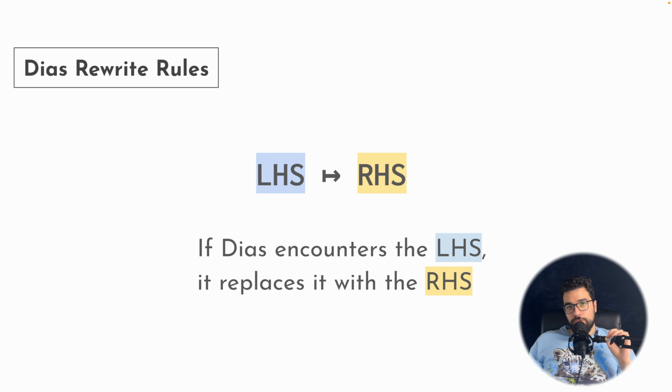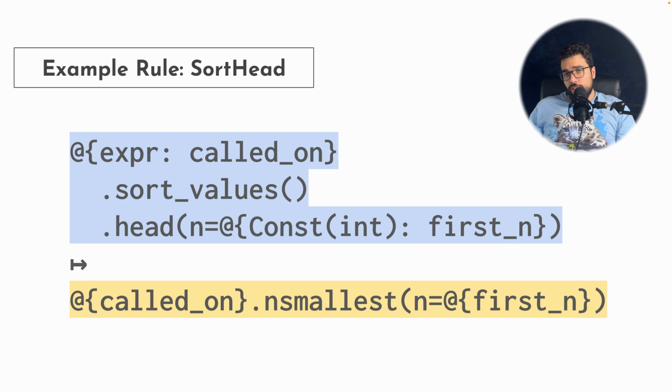Now, the way DAS does that is by implementing a set of rewrite rules. These rewrite rules have the form LHS to RHS. And the meaning here is if DAS encounters the LHS, then it replaces it with the RHS. Here's an example of a rewrite rule that we call sortHead that handles the case of sort values followed by head.